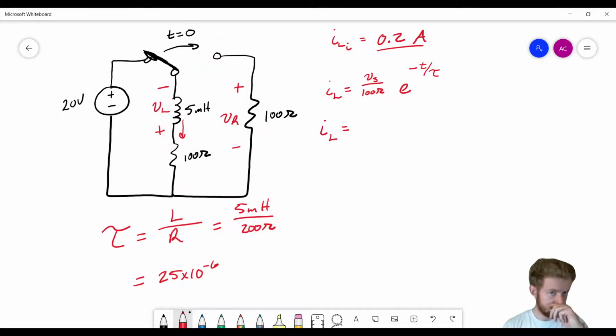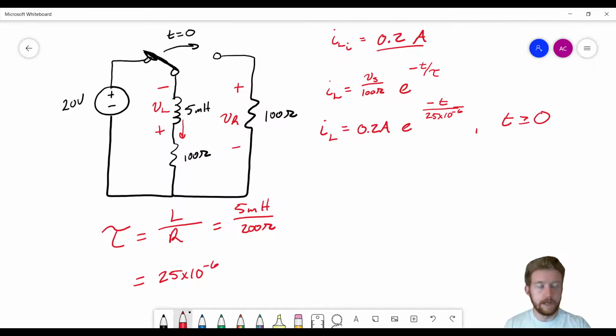Now we can derive the rest of this current. We have IL equal to Vs divided by 100 ohms, which is just 0.2 amps. Remember, this is the current that the inductor initially had, and it's not going to want to change it. So this is what we're going to start off at, 0.2 amps. And then we'll have e to the negative t over 25 times 10 to the minus 6, and this is only for t greater than or equal to 0. So this is the current through that inductor.